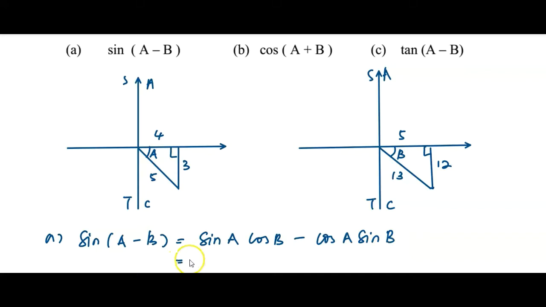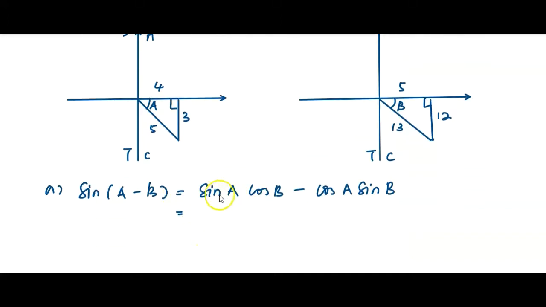Now, from the diagram that I sketched above, I can just take the sine A from here, that will be 3 over 5. Since the angle is at the fourth quadrant, so here has to be negative 3 over 5. And the cos B, we will refer to the second diagram. Cos B is adjacent over hypotenuse, that is 5 over 13. And cos at the fourth quadrant is positive, so we just leave it as 5 over 13.